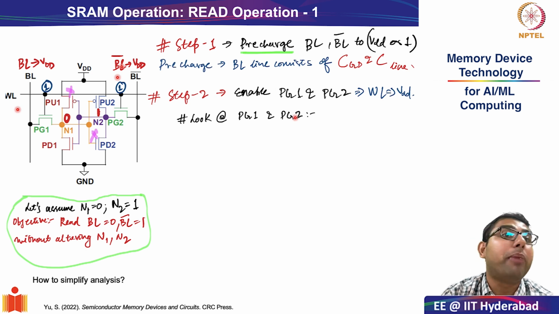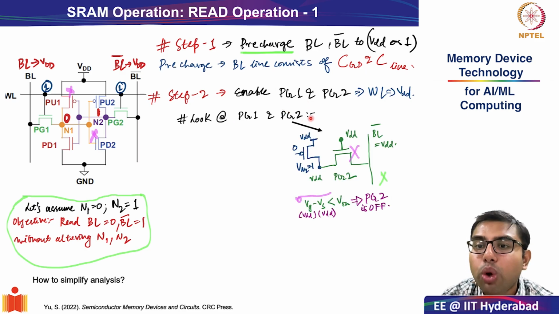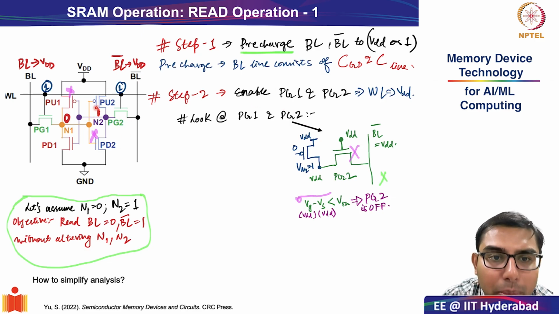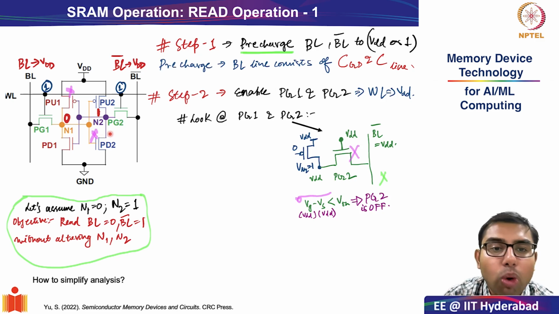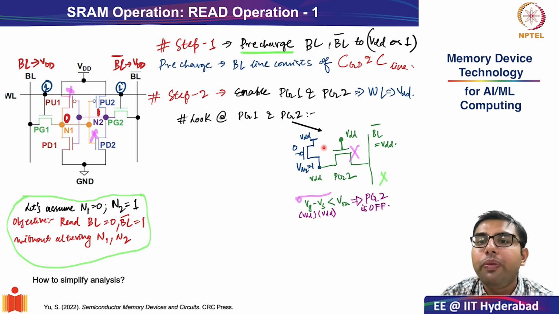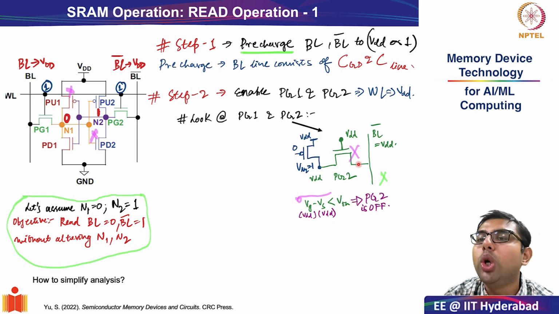So let us one by one look at what is happening in pass gate transistor 1 and pass gate transistor 2. And it is easier to first look at what happens in pass gate transistor 2. Now this image is becoming a bit more messy, so I have removed the pull down transistor, which is not very important as we just discussed, and just redrawn the schematic for pull up 2 and pass gate 2 transistor. So this is a cleaner image. See, this is the pull up 2 transistor and this is the PG2 transistor.